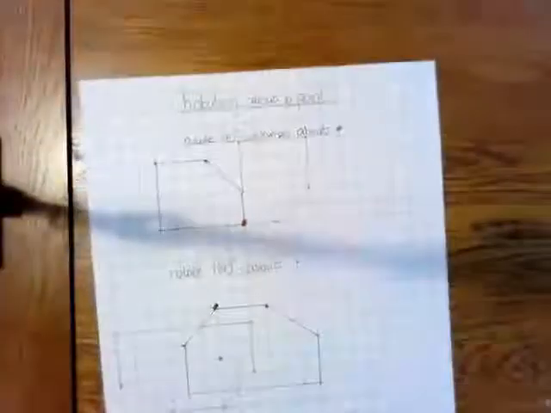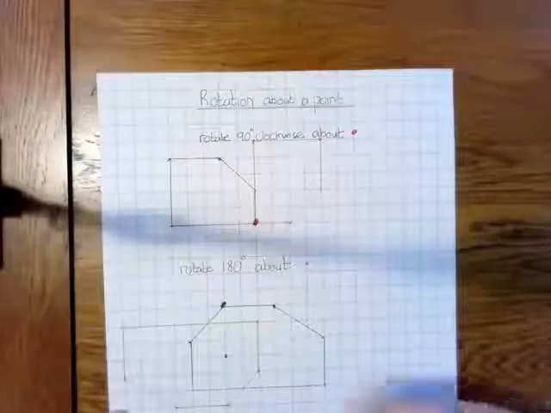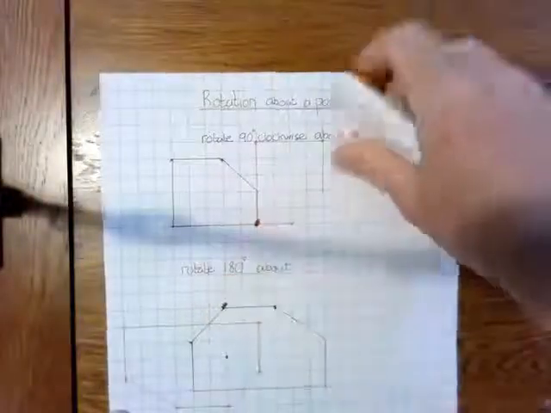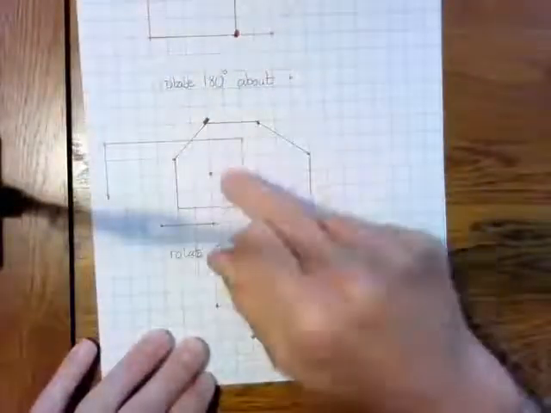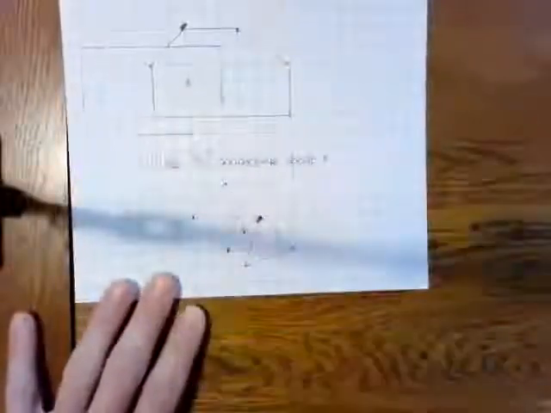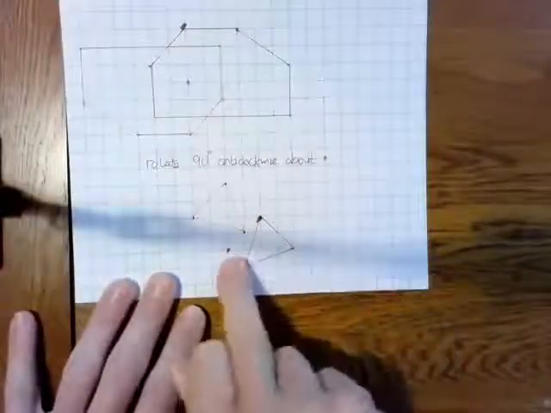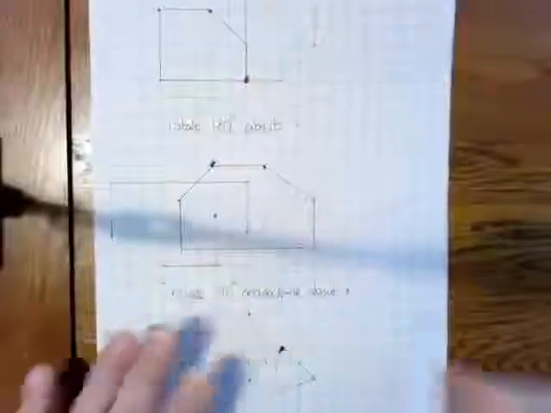So there we are. So I've done three. I've done a 90 degrees clockwise about a point that was touching the shape. I've done 180 degrees about a point that was inside the shape. I've done a 90 degree anti-clockwise about a point that was outside. I'd like you to do the same and to submit it to me.